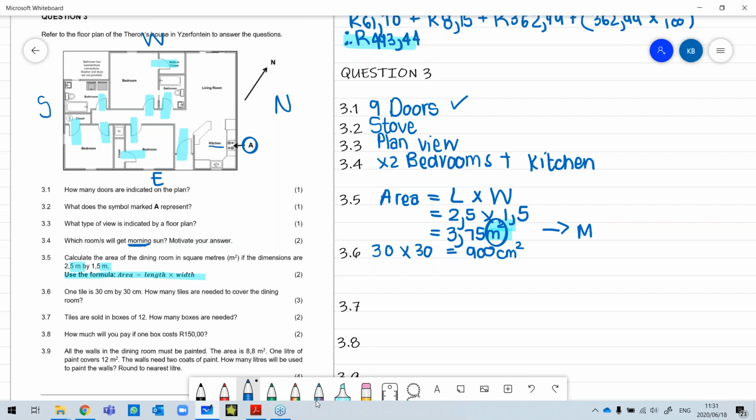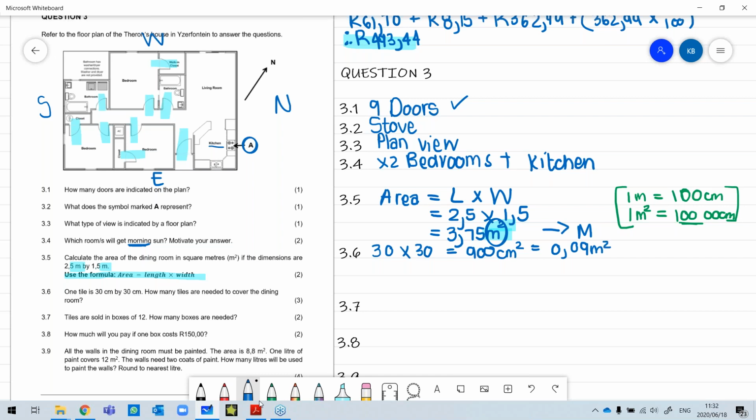Now, if we convert that, we are going to divide, let's just double check, we are going to divide by 10,000. Remember, the reason why we do that, I'm quickly going to show it to you here on this side, is 1 meter equals 100 centimeters. So 1 square meter equals 10,000 square centimeters. Therefore, if we are going to make the conversion from square centimeters to square meters, we divide by 10,000, which means our converted measurement is going to be 0,09 square meters.